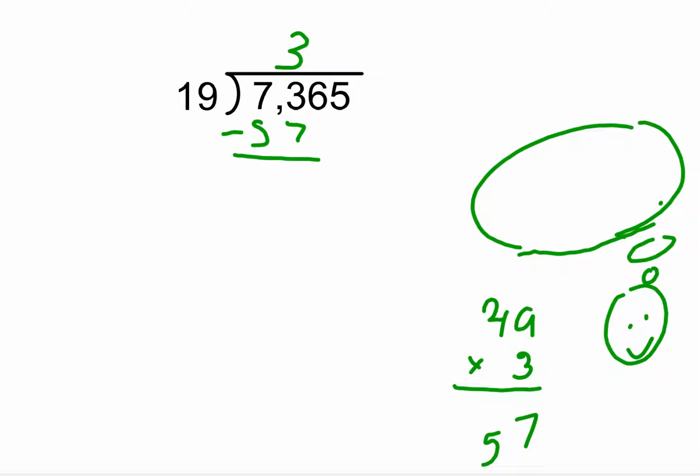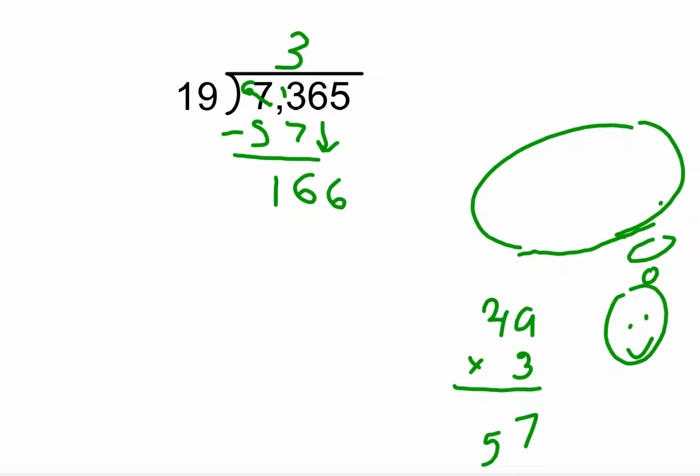I have to remember my subtracting rules and that 3 minus 7 doesn't really work in the algorithm. So I regroup and get 1 from my 7 tens. 13 minus 7 is 6. 6 minus 5 is 1. Now I'm comparing 16 to 19. 16 is less than 19, so 3 is what I want to stick with. Okay? Bring down the 6.